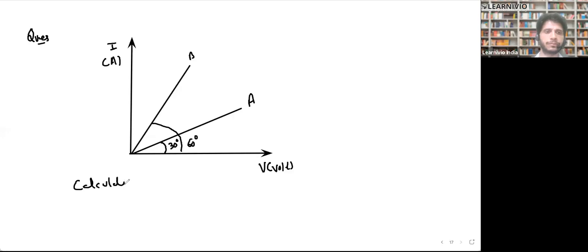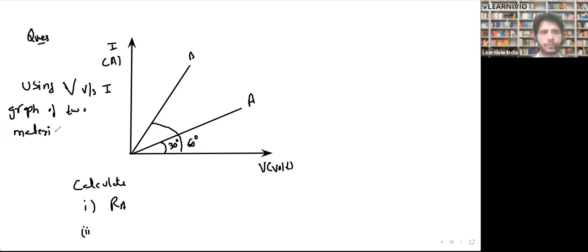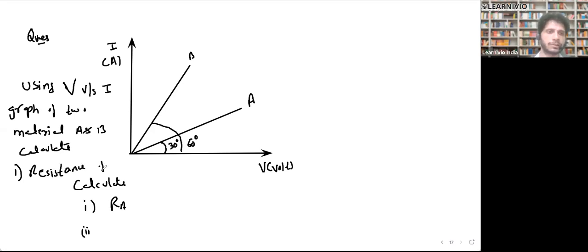Calculate first the resistance of conductor A using the voltage versus current graph of the two materials A and B. Calculate the resistance of A and then the resistance of B. Do it. Calculate it and write your answer in chat.